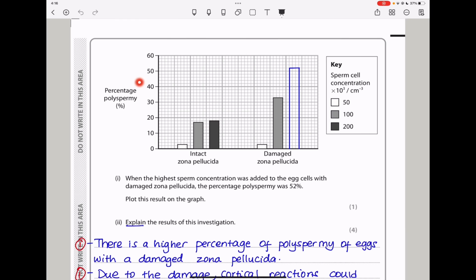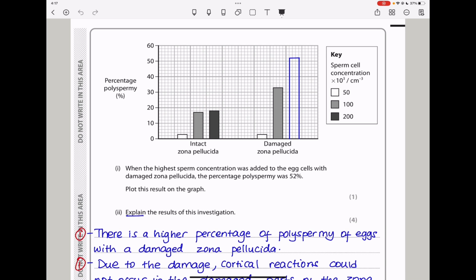So here we can see percentage of polyspermy with those that had intact zona pellucida and those that had damaged zona pellucida. This was not there. I drew that. So we can see, except for this, where the concentration was lower, the higher the concentration, the greater the chances of polyspermy. But those that had a damaged zona pellucida have greater chances of polyspermy.